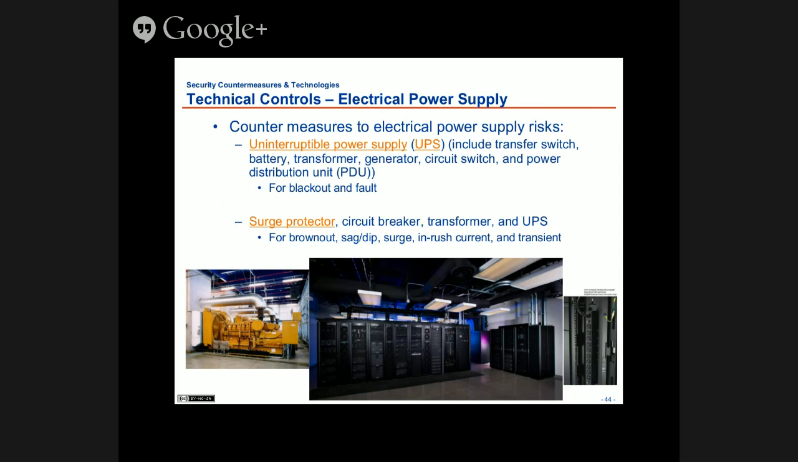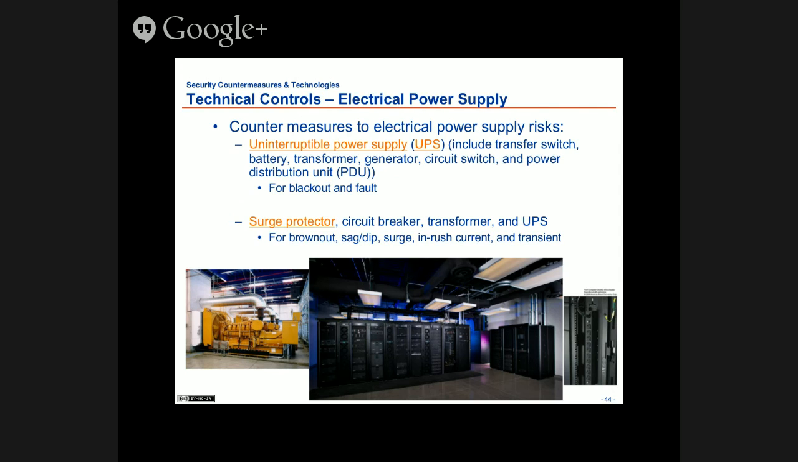Countermeasures for power supply risk. You have your UPS, your uninterruptible power supply. You want to understand how many UPSs you need. You might need them in your server room, especially for any items that you still need to operate. Then you need your surge protector.